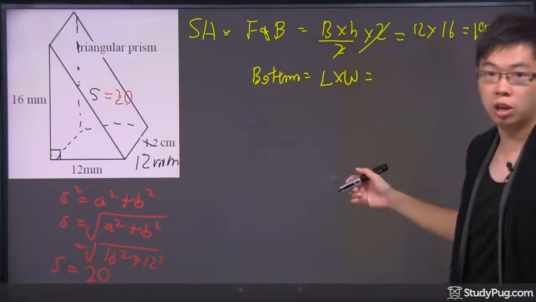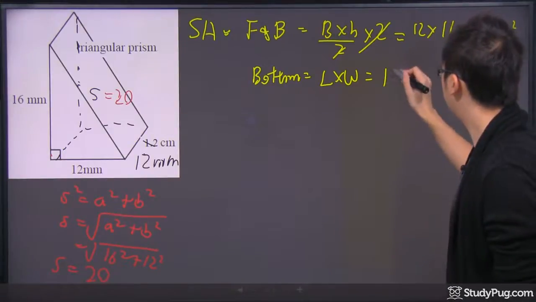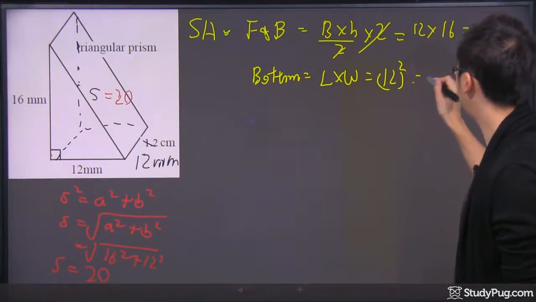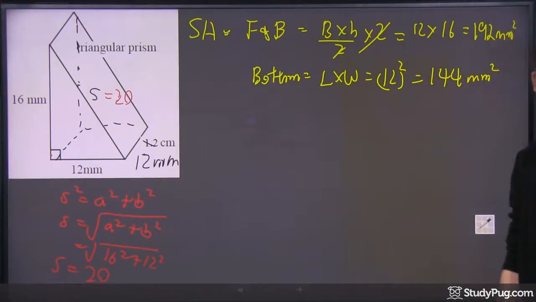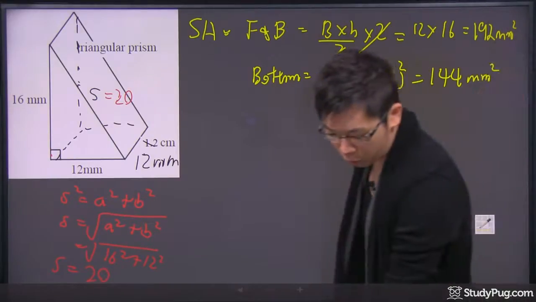So it's actually a cube. So it's 12 times 12. Let's just square that number right there. So we got 144 millimeter square. Okay? The 144. And then what else do we have?